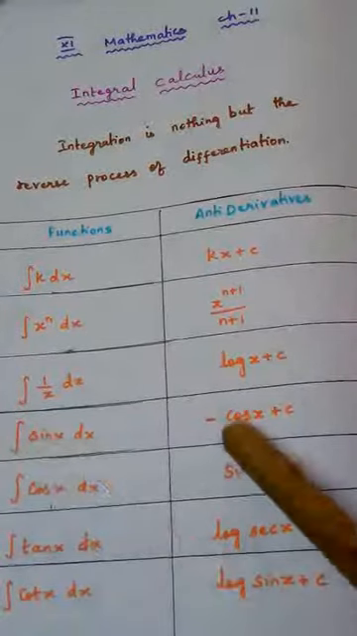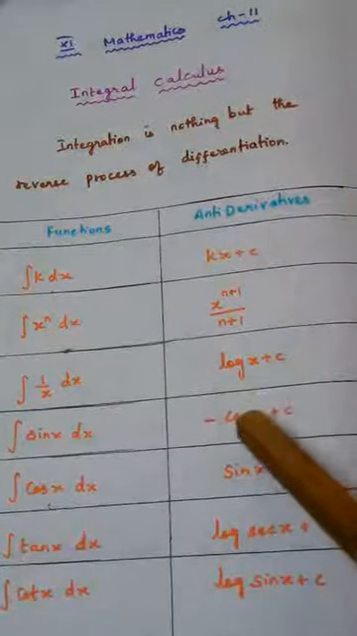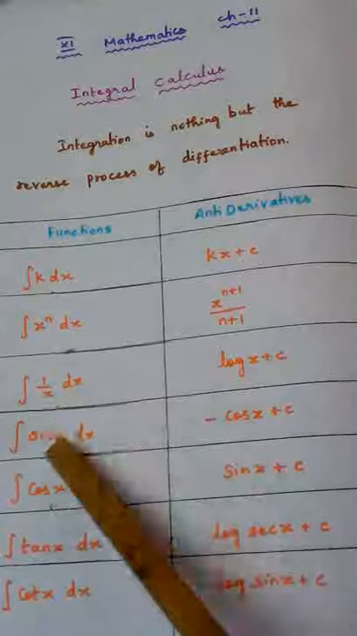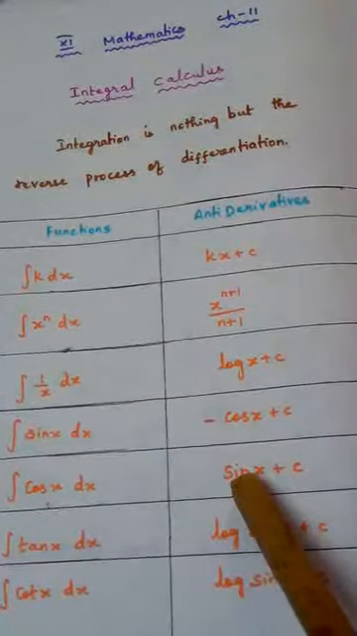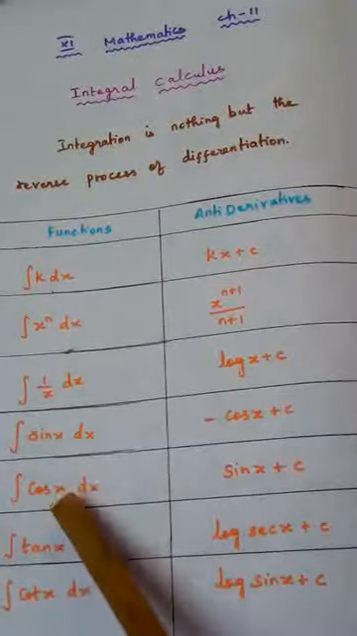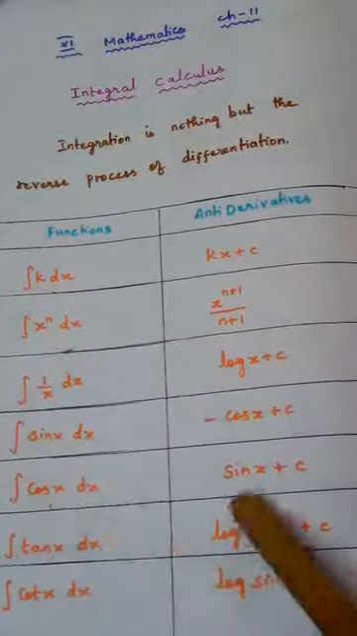Integral sin x dx, the answer is minus cos x. We know very well that if I differentiate cos x, the answer is minus sin x. So if I differentiate minus cos x, the answer is sin x. And again, the differentiation of sin x is cos x. This we know already. What is the reverse process? Integral cos x dx, the answer is sin x.